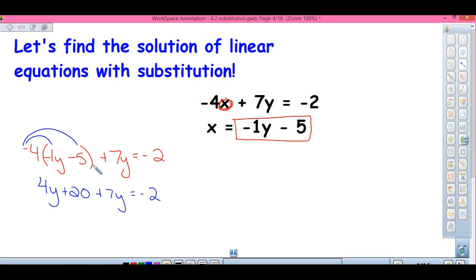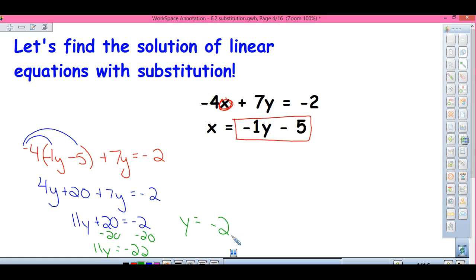Okay? So now how many y's do I have? 11y plus 20 equals negative 2. What do we do? Yeah, minus 20, sorry. I zoned out there for a minute. 11y equals negative 22. Divide by 11 and we get negative 2. So y is negative 2.